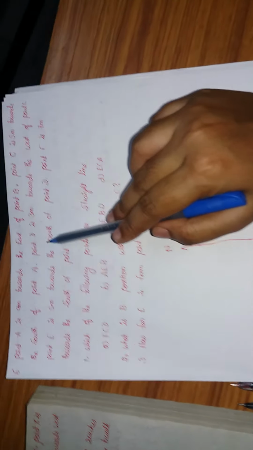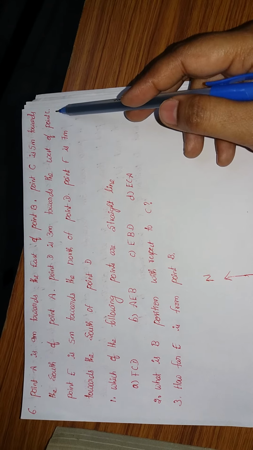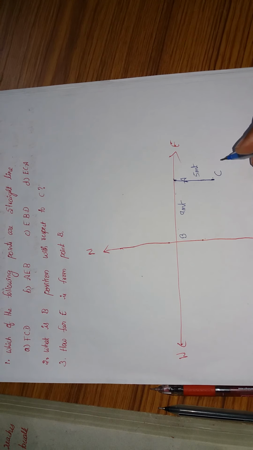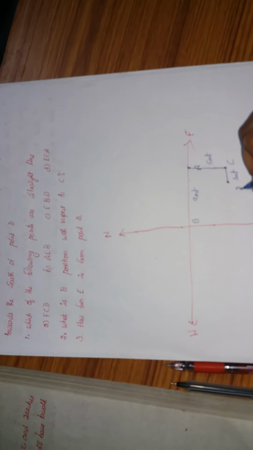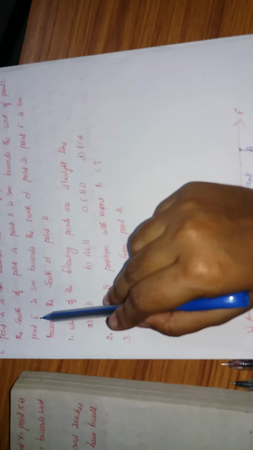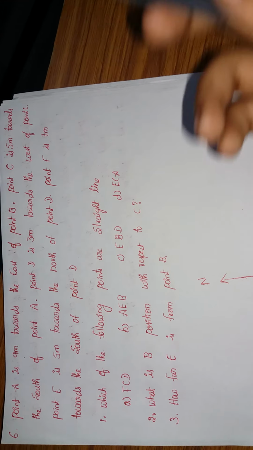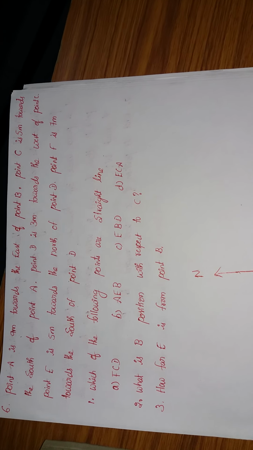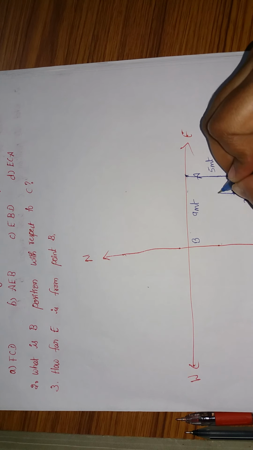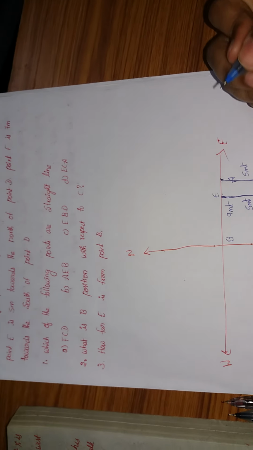Next, point D is 3 meters towards the west of point C. So point D is here, at 3 meters of length, to the west of C. And then point E is 5 meters towards the north of point D. Point E is present here, at a distance of 5 meters. So the distances are the same.